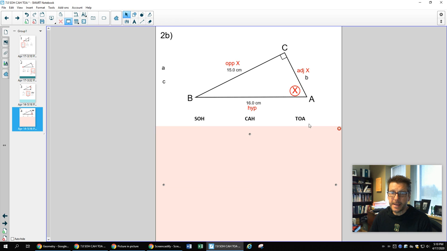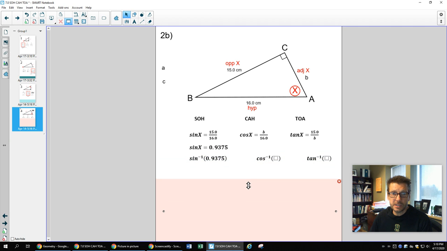Sine, cosine, tangent. Let's write our ratios, and let's see if I got them right this time. Sine of x, opposite, is 15. Hypotenuse is 16. I got that one right. Cos of x, adjacent, which is b, over hypotenuse, which is 16. I got that one right. Tangent of x, opposite, is 15, and adjacent is b. All right, I got 3 for 3 in my ratios. Looking at what information I have, I actually have more work here than I needed. I didn't need to write all 3 ratios. The only ratio I needed to solve this problem is the sine ratio.